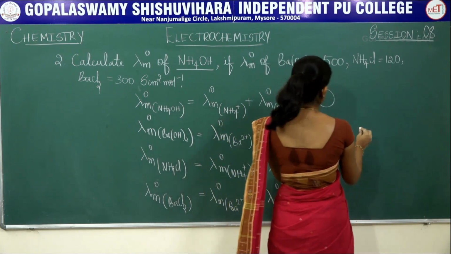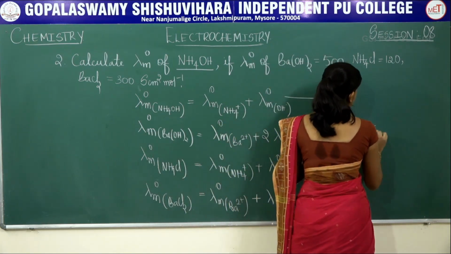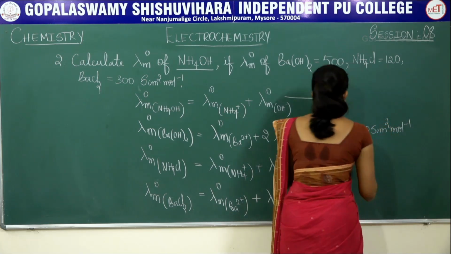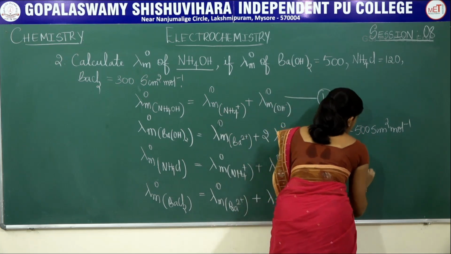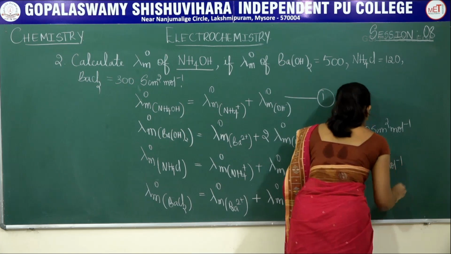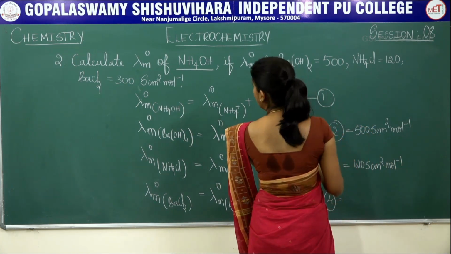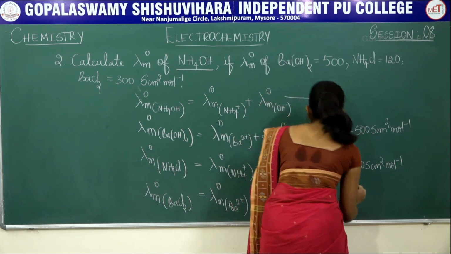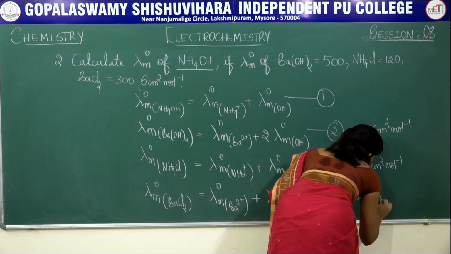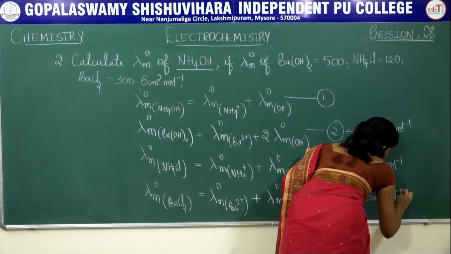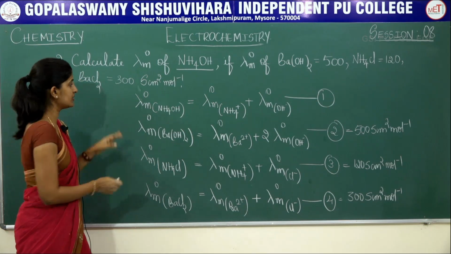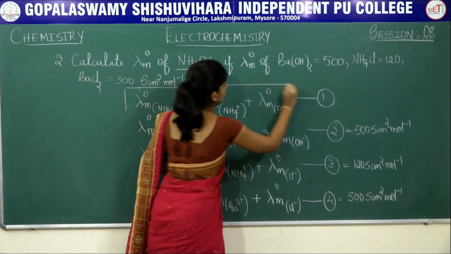The values go like this. This is your barium hydroxide, 500 Siemens centimeter square per mole, and ammonium chloride is 120 Siemens centimeter square per mole, and finally your barium chloride, it is 300 Siemens centimeter square per mole. Again, using equations 2, 3, 4, you have to do such operations that you get this equation number 1.